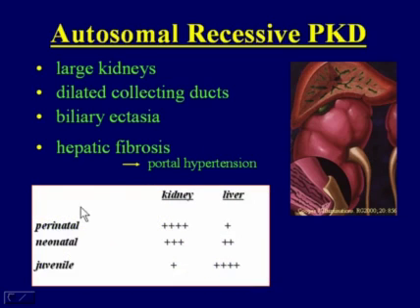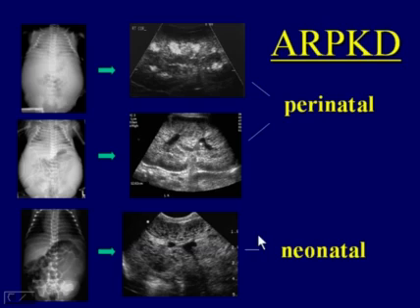In fact, as we know about autosomal recessive polycystic kidney disease, in the perinatal or neonatal period, the kidney predominates over the liver disease, whereas in the older form of autosomal recessive polycystic kidney disease, the so-called juvenile form, the kidney sort of takes a back seat, while the liver, in the way of hepatic fibrosis and subsequent portal hypertension, comes to the forefront.